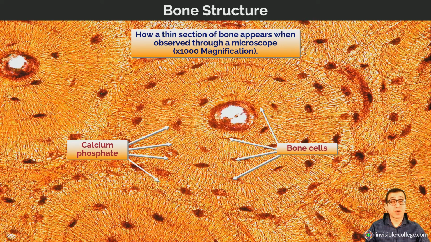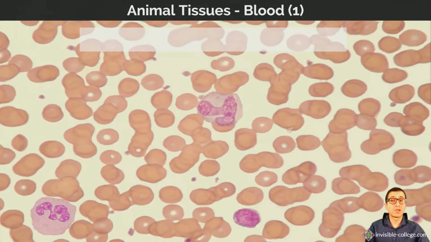Blood is also characterized as a tissue because, again, it is a collection of similar specialized cells in one place. Now, the fact that it's a liquid doesn't change the fact that it actually does conform to the definition of a tissue that we gave earlier.